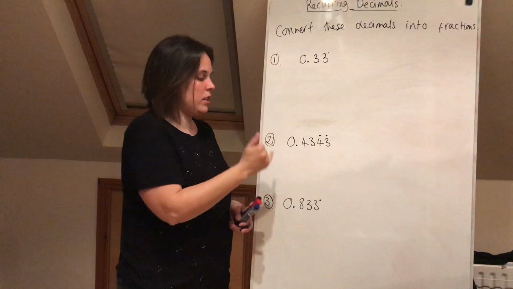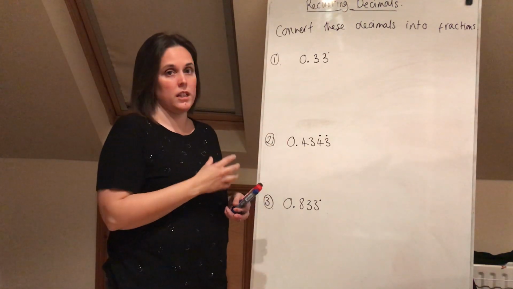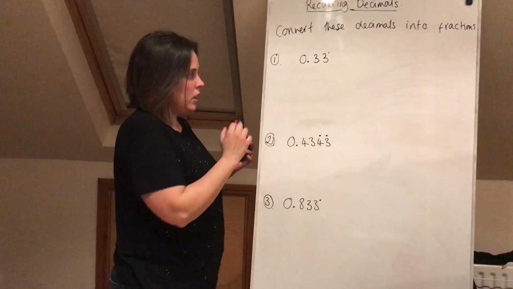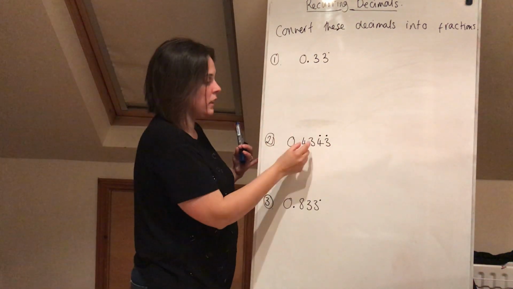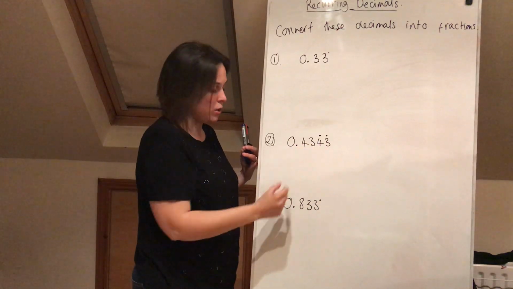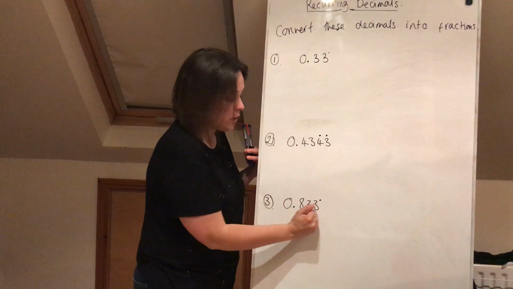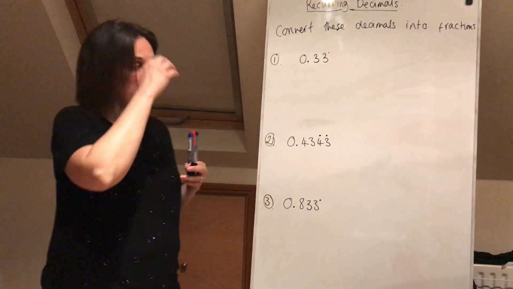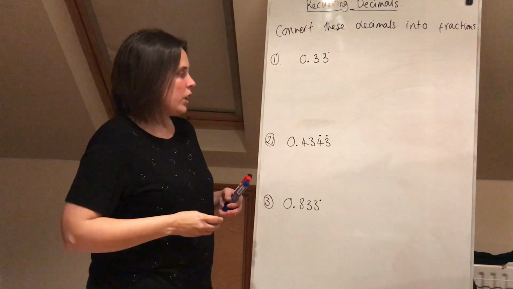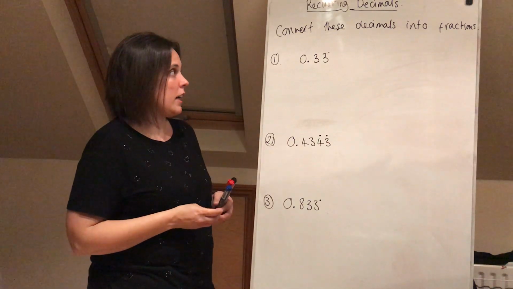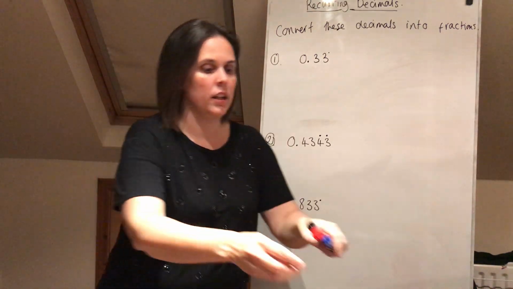Okay, so you'll notice the three examples I've given you are three different types of recurring decimals. The first one has just got one digit that's repeating, the second one has got two digits which repeat, and the third one has got a single digit followed by one digit which repeats over and over. And there can be various different types of recurring decimals that we can look at. Okay, so let's look at these then.